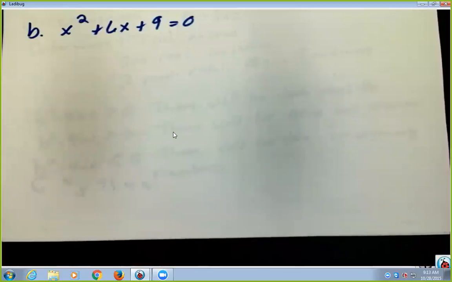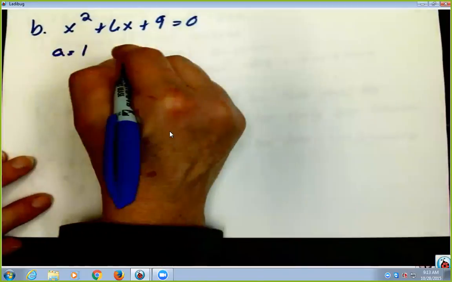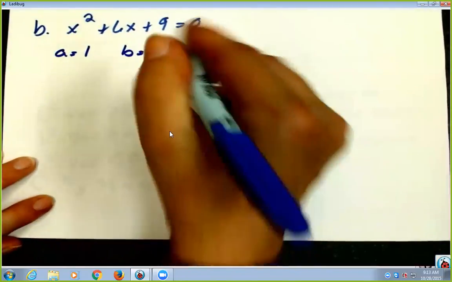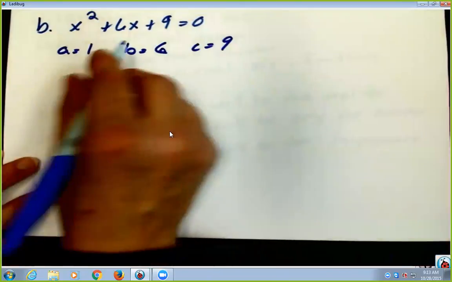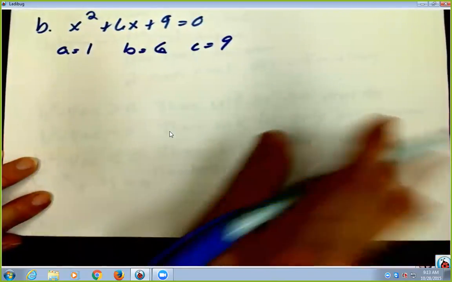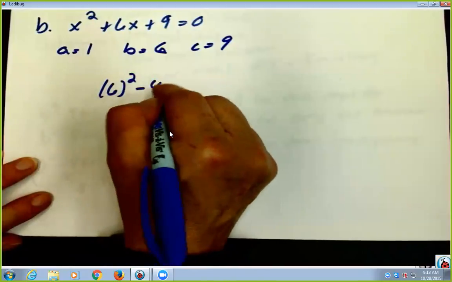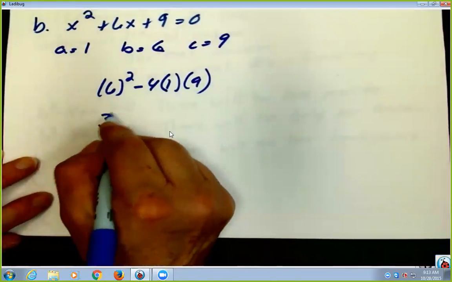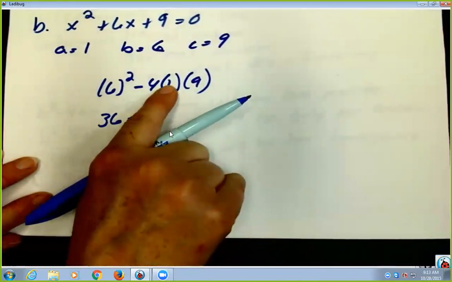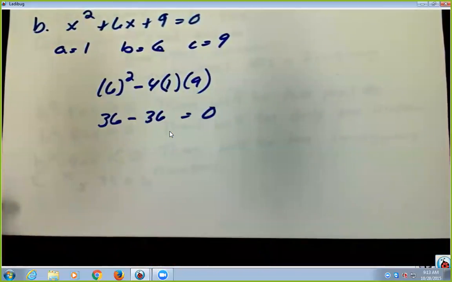What will I get for my discriminant in here? What types of things are going to happen? So I need A is 1, B is 6, and C is 9. I'm only taking that piece underneath that radical. So B squared is 6 squared minus 4 times 1 times 9. 6 squared is 36. 4 times 1 is 4, times 9 is 36, equals 0. So what this would mean is I would only have 1 solution.